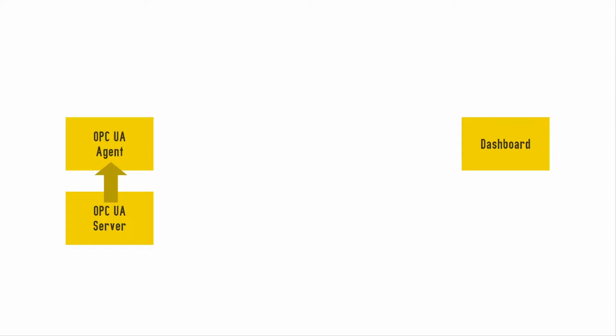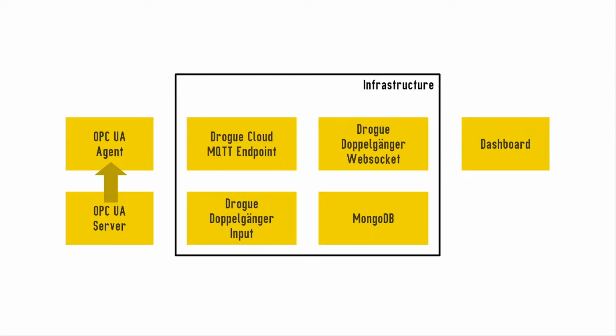This is our setup. We have an OPC UA server, which gets queried by our OPC UA agent. And of course, we have our infrastructure. But before sending the data to the Drogue Cloud MQTT endpoint, we encrypt the payload using Megolm. In Drogue Cloud, we then stream this into Kafka, and from Kafka to a process which stores this in the MongoDB instance.